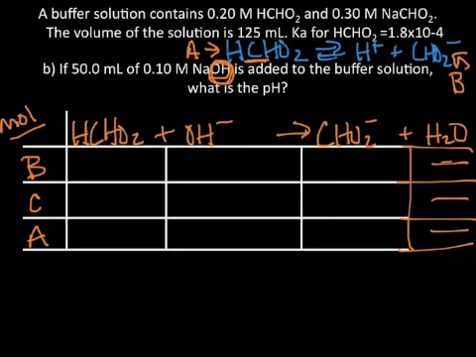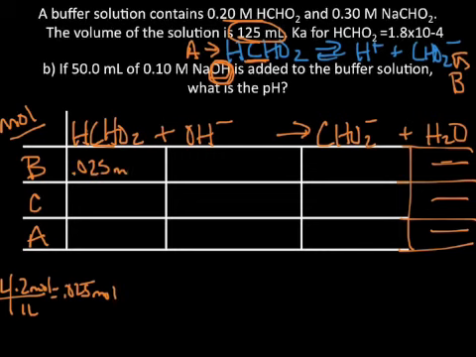The first thing we want to know is how many moles of our acid we have. So that's where we need our milliliters and our molarity of our acid. Down here I have 0.125 liters. I went ahead and changed that from milliliters to liters before I put it into the calculation, and it's 0.2 moles per 1 liter. Okay, so that gives me 0.025 moles. So that goes right here, 0.025 moles.